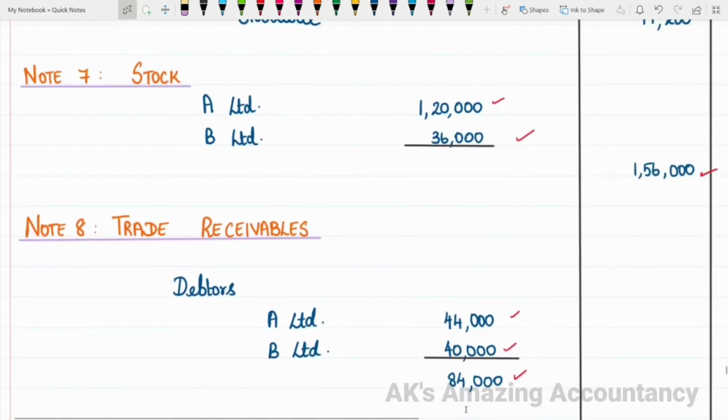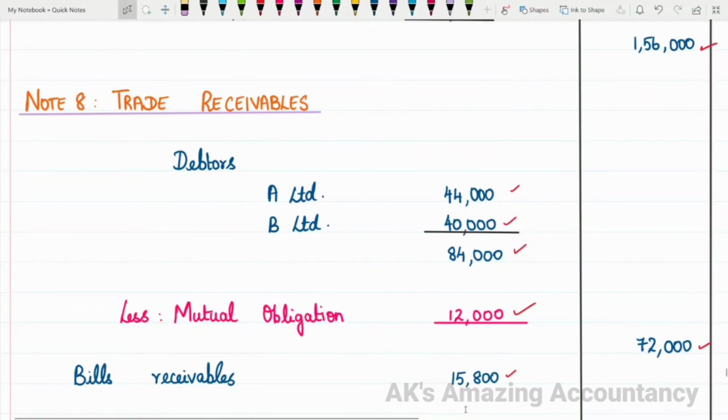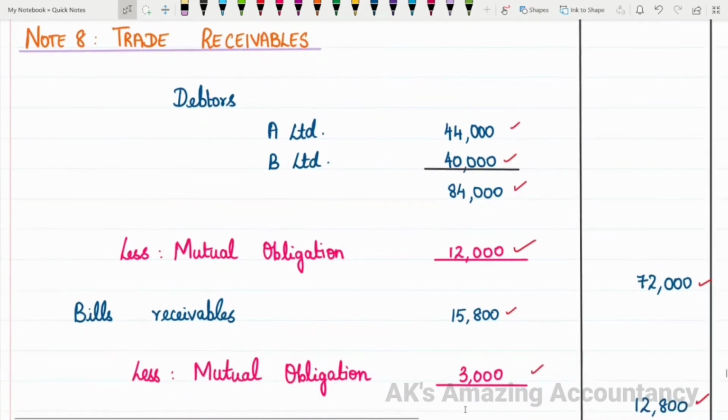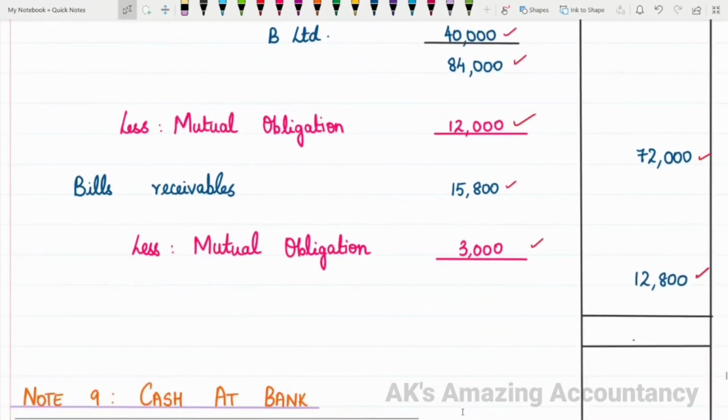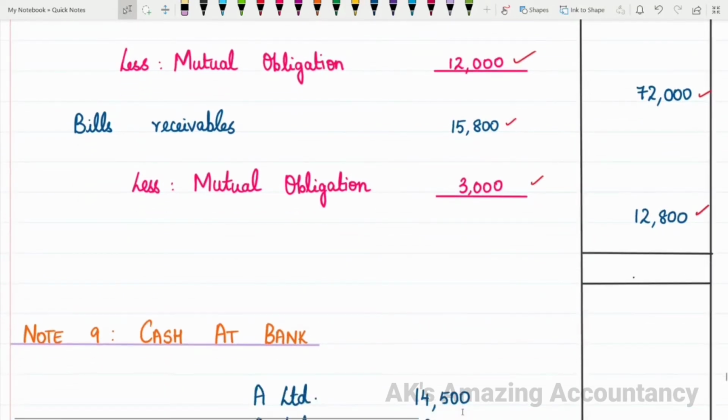1,56,000 is stock, note 7. Under trade receivables, what are the amounts we are having? We are having debtors after adjustment 72,000, bills receivable after adjustment 12,800. Put together, this will give us 84,800. So this will be the total of note 8, that is trade receivables.